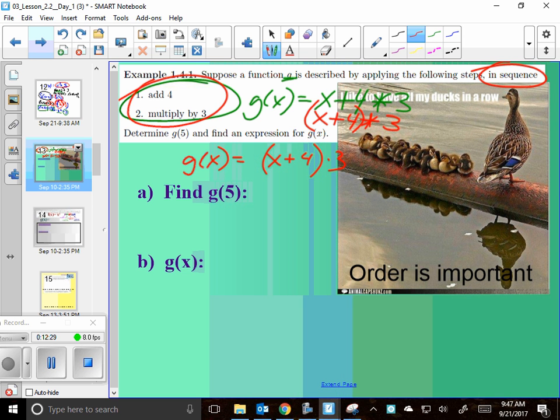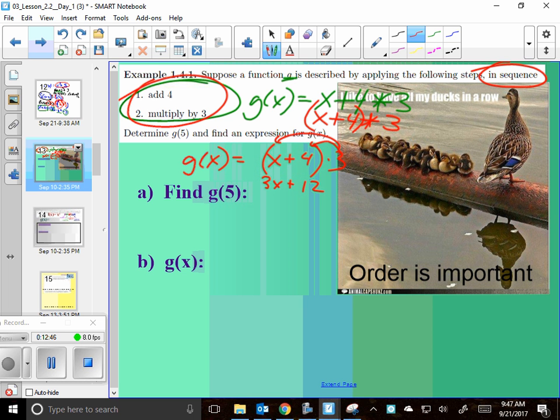Could you multiply it out and say 3x plus 12? Yeah, that works. Because that would be equivalent. Right? 3 times the x, 3 times the 4. 3x plus 12 is also okay, but I don't think either one's better than the other. I'll accept either one. And now they want you to find g of 5.